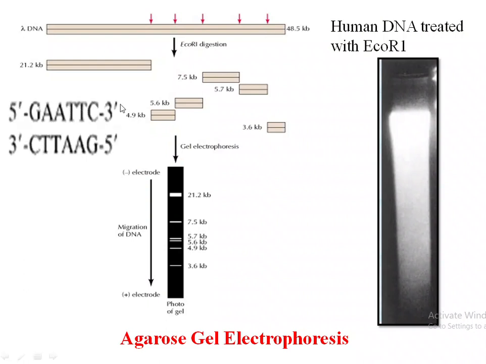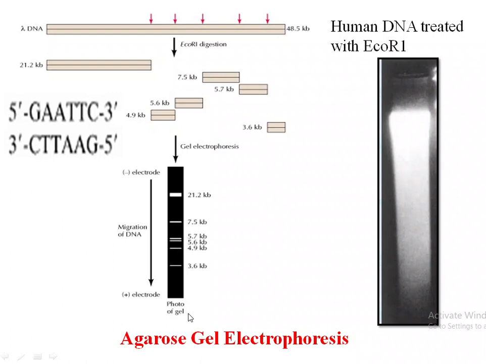This is the sequence recognized by the restriction endonuclease EcoR1. This sequence is present at 5 sites in the DNA of bacteriophage lambda. So, EcoR1 digests lambda DNA into 6 fragments, as you can see here, which range from 3.6 kilobase to 21.2 kilobase long. These fragments can be separated according to size by gel electrophoresis.